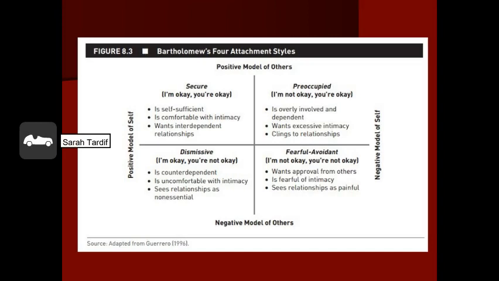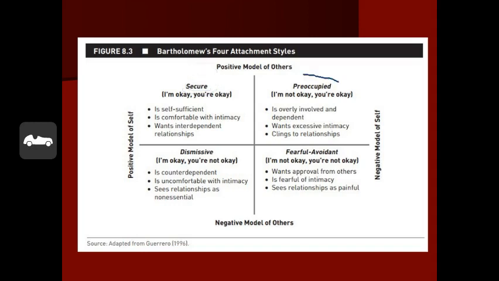This is how the text breaks it down. And I think that this is a really helpful little snapshot, actually. Secure, preoccupied. Remember, preoccupied is anxious ambivalent, dismissive is anxious avoidant, and fearful. So secure, I'm okay, you're okay. They're self-sufficient. They're comfortable with intimacy. They want interdependent relationships. What's interesting about securely attached people is nobody likes rejection, but secures understand, hey, this relationship might not work out, but I'll be okay. I deserve love. I am worthy of love. And even if this isn't the right fit, secures are able to have heartbreak and know that they're going to live, that they'll survive it.